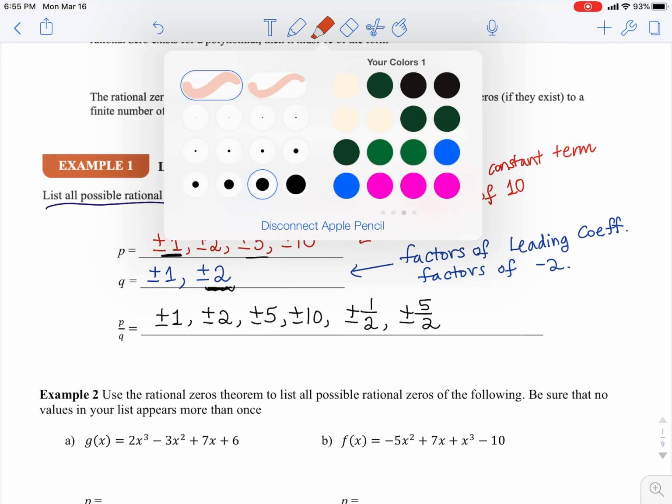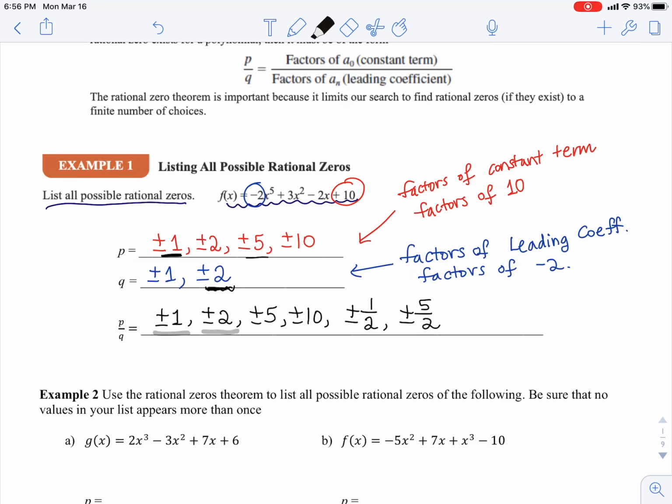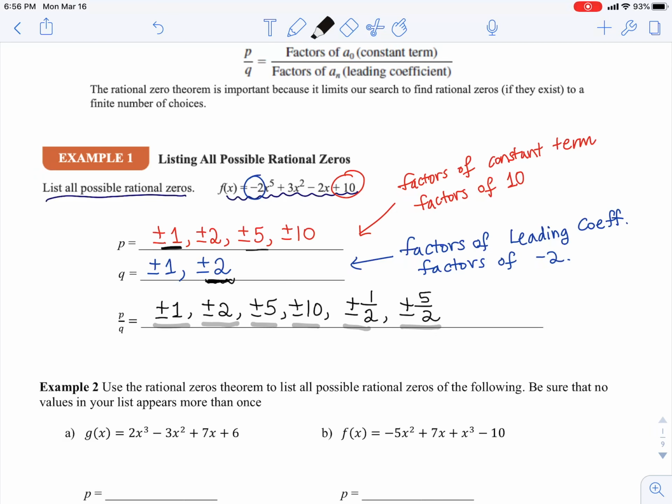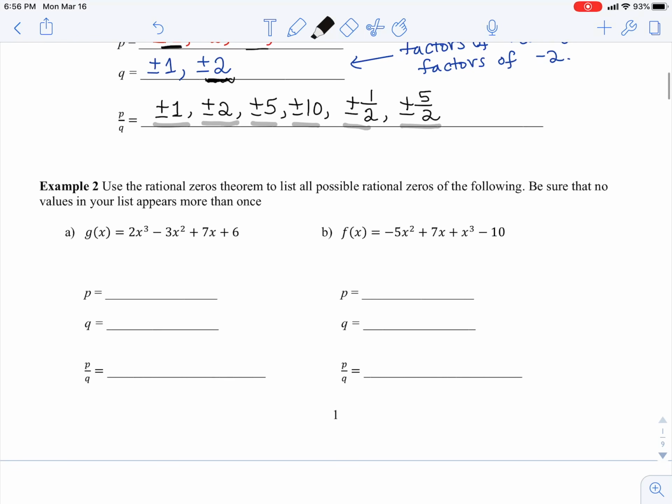Let me go ahead and highlight my answer. 1, 2, 3, 4, 5, 6. 6 times 2, 12 possible rational zeros. So this is what you do. I'll give you blanks for p's and q's, and you have to list the p over q's. You just have to make sure that you don't list the repeated ones, okay? Let's try 2 more, and then I'll ask you to try the classwork problem, okay?